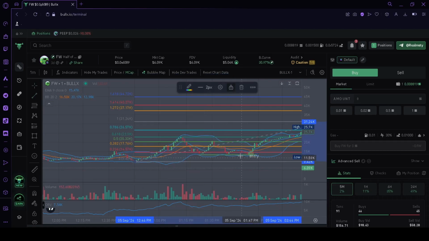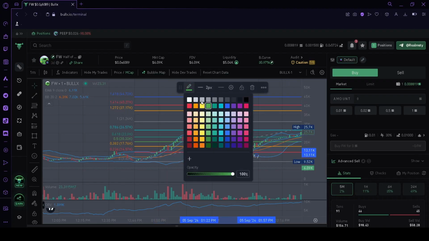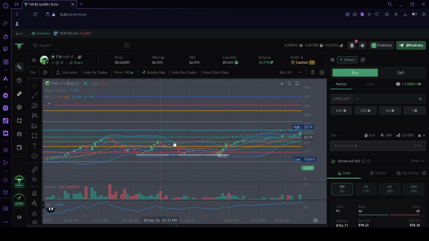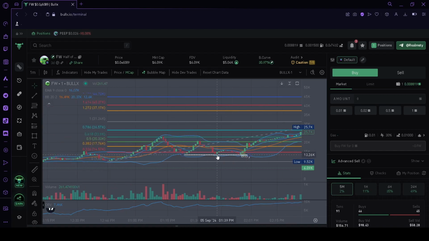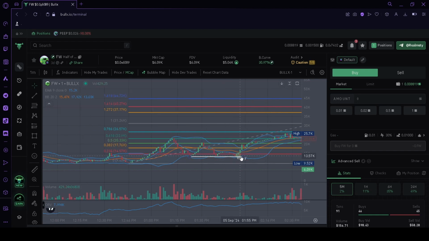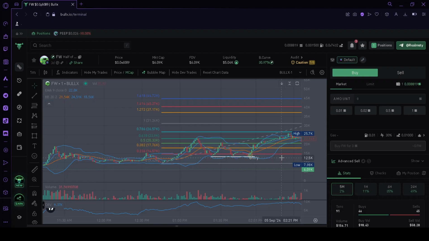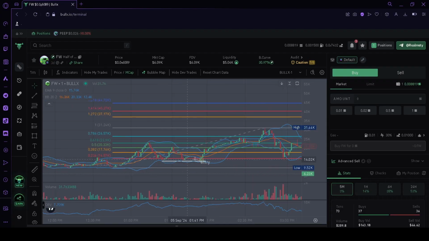Let me change the color of our line right here. Let's make it nice or white. Okay, you can see it was bouncing. It bounced twice off. Then we saw, if it comes back to its entry point right here, we're gonna put an entry because it's a good support zone. So we entered right here, and that was actually in case good for us. So that would be a good support zone.